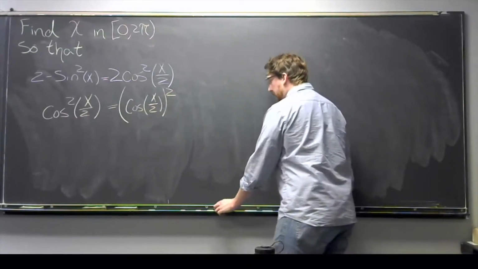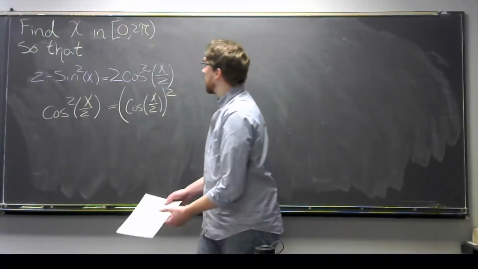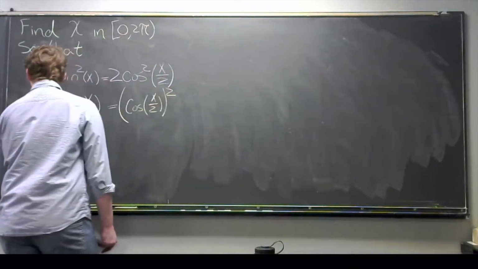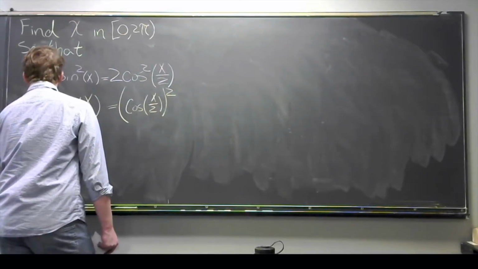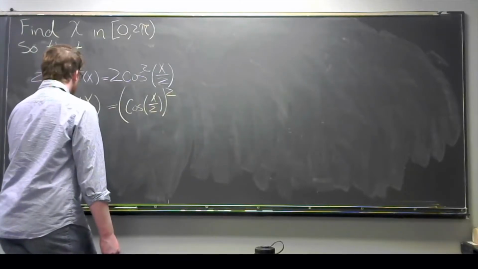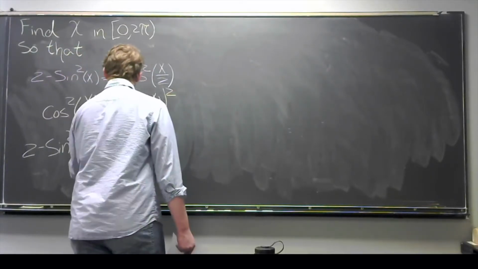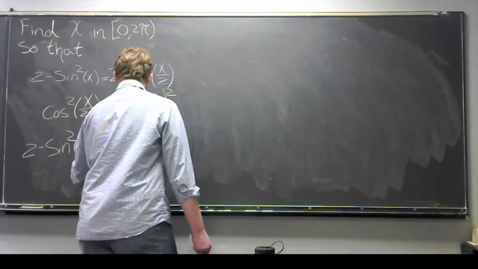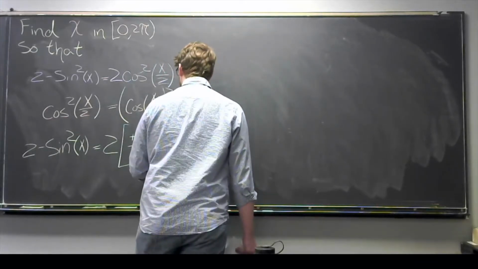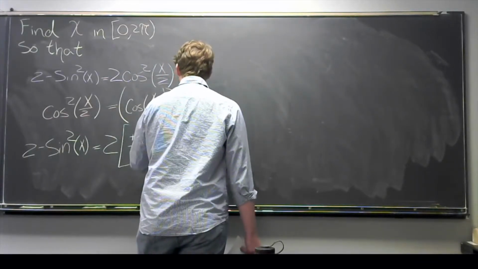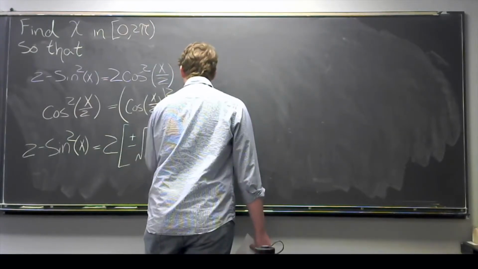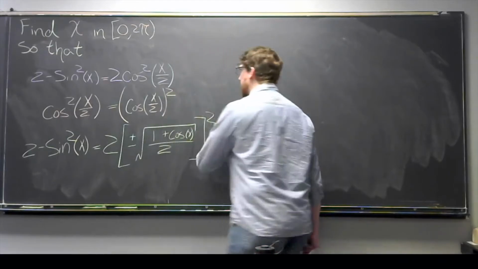So if that's the case, we can rewrite all of this as 2 minus sine squared of x is equal to 2 times plus or minus the square root of 1 plus cosine x, all that over 2, and that whole thing squared.